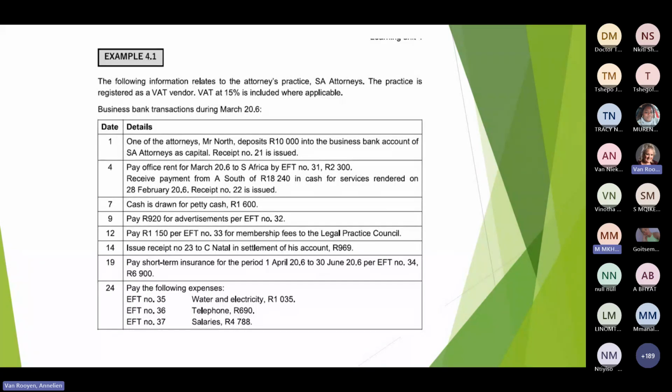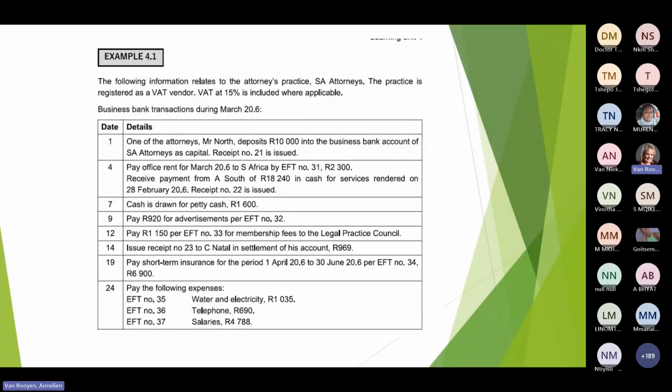What side? The debit side. Which account will that be? CPJ. Cash payment journal. What is the expense? What did we buy? Membership fee. So it's an expense, membership fees. It's not the Legal Practice Council, because we paid for membership fees.